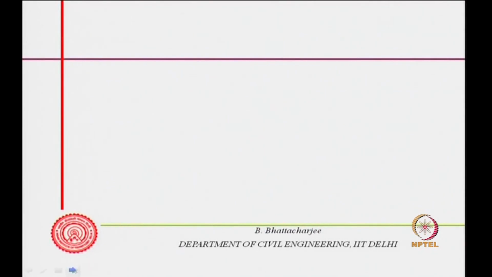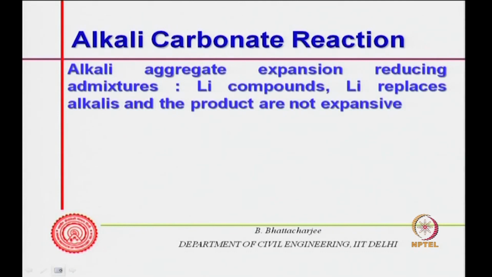This is another way of prevention. Alkali aggregate expansion reducing admixtures are used, for example, lithium compounds. Lithium replaces alkali and the products are not expansive. Lithium compounds are alkali aggregate expansion reducing admixtures. So, you use these and they can reduce it, but the best is to find out that the aggregate is not alkali aggregate reactive. But if you still think that you should be playing safer, you can use these admixtures. Also use low alkali cement.